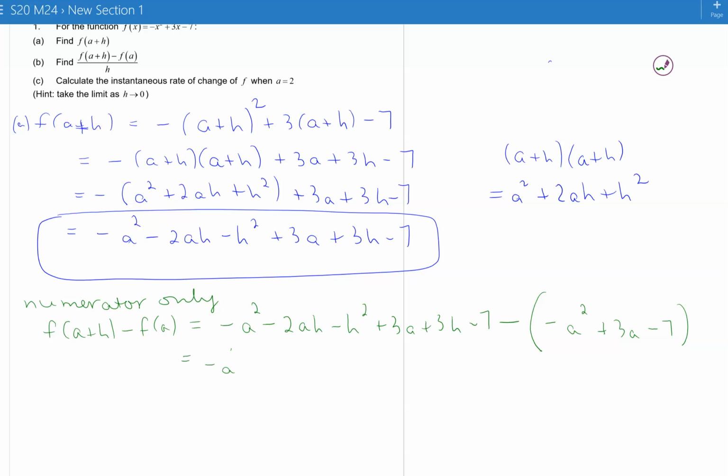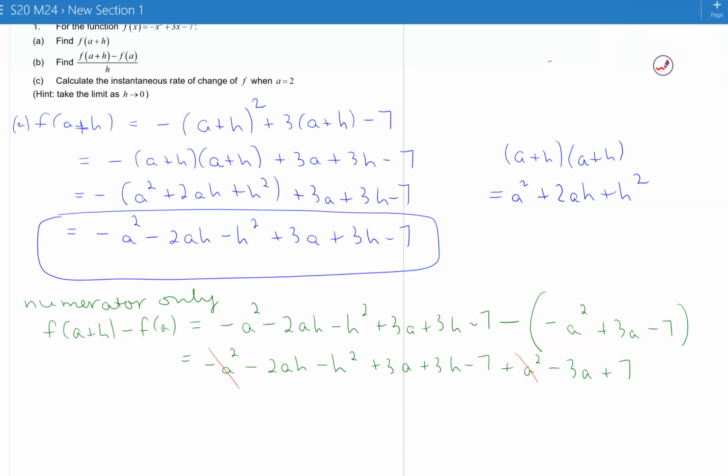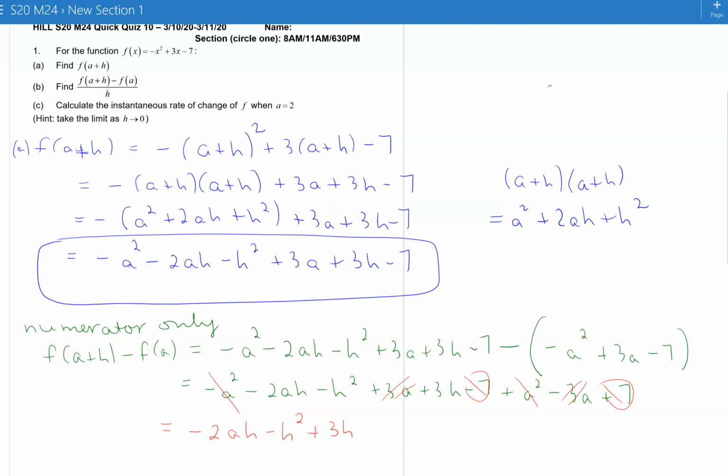So this is just the numerator: negative a squared minus 2ah minus h squared plus 3a plus 3h minus 7 plus a squared minus 3a plus 7. Okay, so then we have a negative a squared and a positive a squared, a 3a and a negative 3a, and a negative 7 and a positive 7. So that's going to leave us negative 2ah minus h squared plus 3h. That's just the numerator.